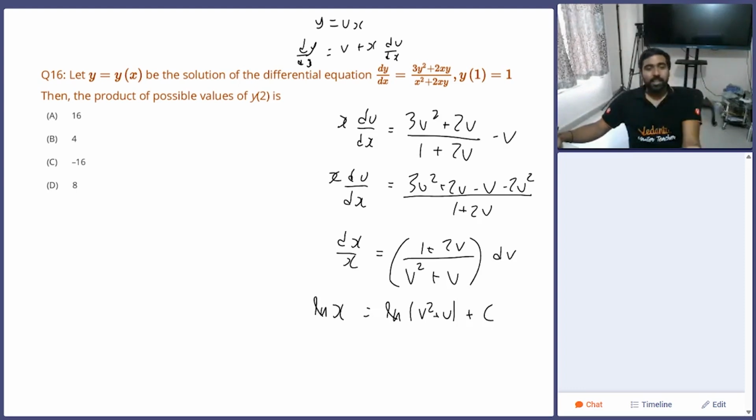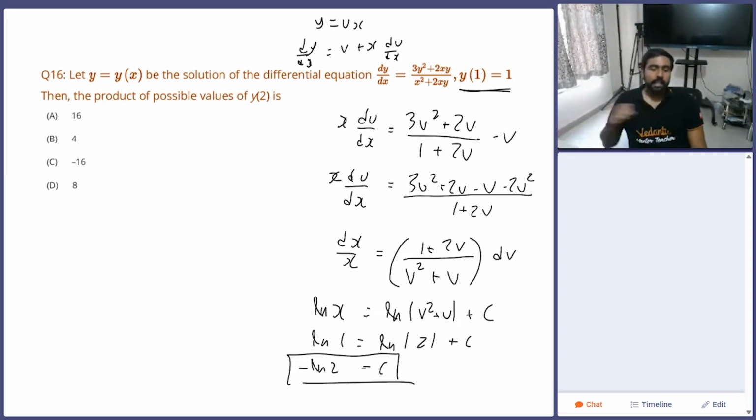Straightforward. First of all, now put, you have been given y of 1 is equal to 1. So basically, let's put x equal to 1, y equals to 1. So I'll get ln 1 is equal to ln y by x, v square plus v. So basically, y by x whole square plus y by x, that will become nothing but 1 by 1, that is 2, plus c over here. So what is your c coming out as? C will come out as, over here ln 1 is equal to 0. C will come out as minus ln 2 over here. Okay, c will come out as minus ln 2 over here.